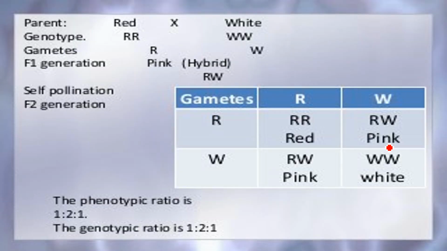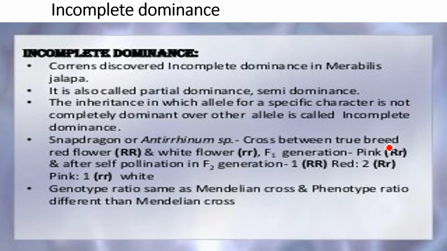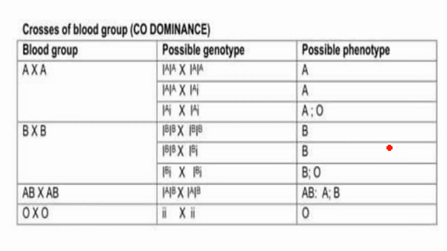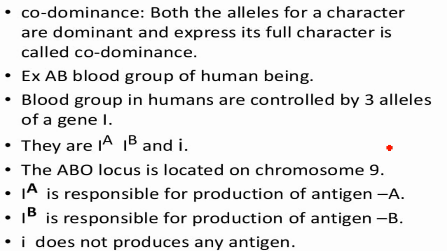I will give you the example of incomplete dominance: Snapdragon. See, this is the example of incomplete dominance, and now this is the example of multiple alleles.